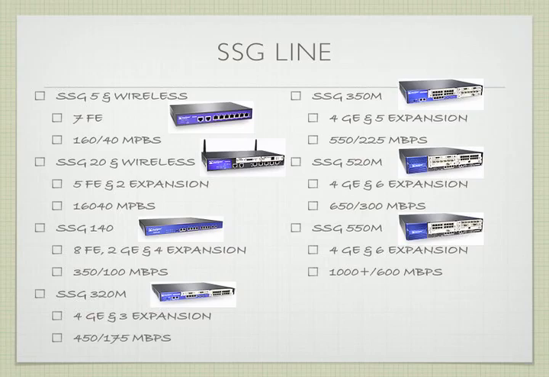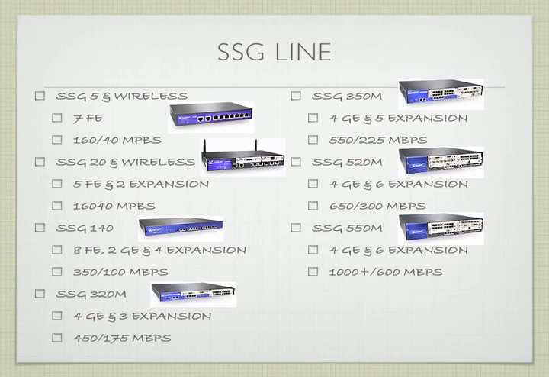So as you can see, as things move up the line, the capabilities in the number of interfaces and the speed of the interfaces increases, as does the ability to process more and more traffic. The other thing you will notice is that several of the series, starting with the 320, have the designation M at the end of it.